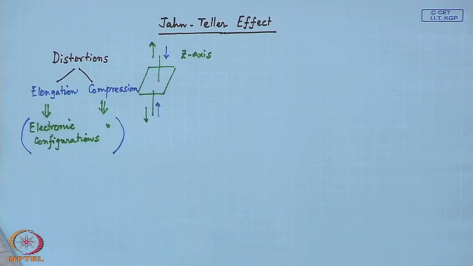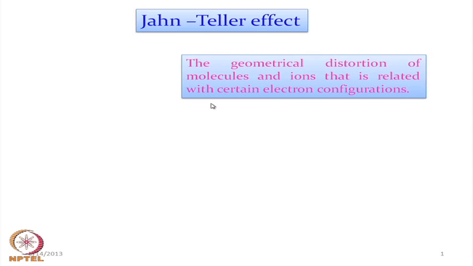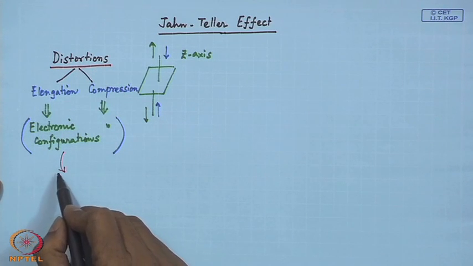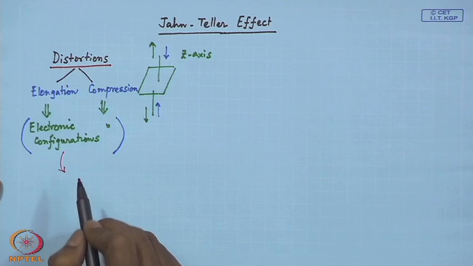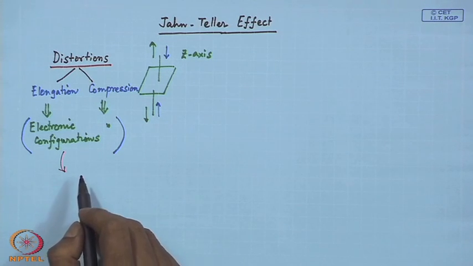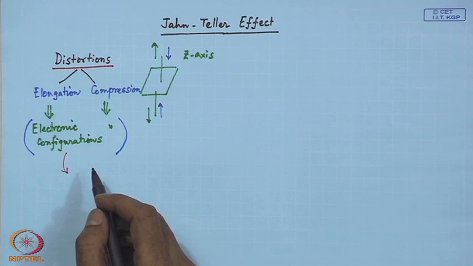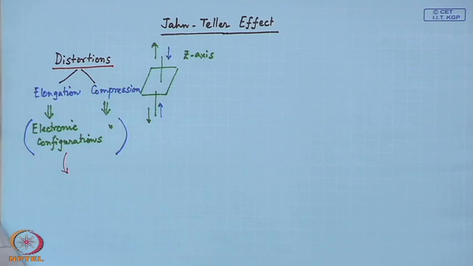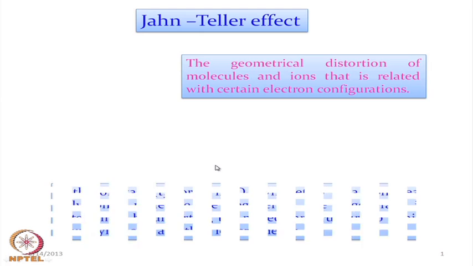So in this particular Jahn-Teller effect, the geometrical distortion of molecules or ions is related with certain electronic configurations. If we now focus our attention on the electronic configurations, those would be related to the reverse one, that means the distortions. So the different electronic configurations would be Jahn-Teller sensitive. Jahn-Teller sensitive electronic configurations will give rise to a certain amount of distortion within the molecules, so we get a certain elongated or compressed situation for this effect.